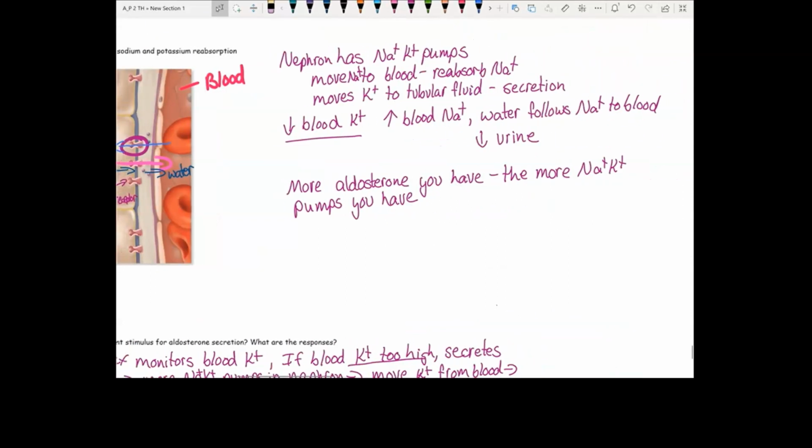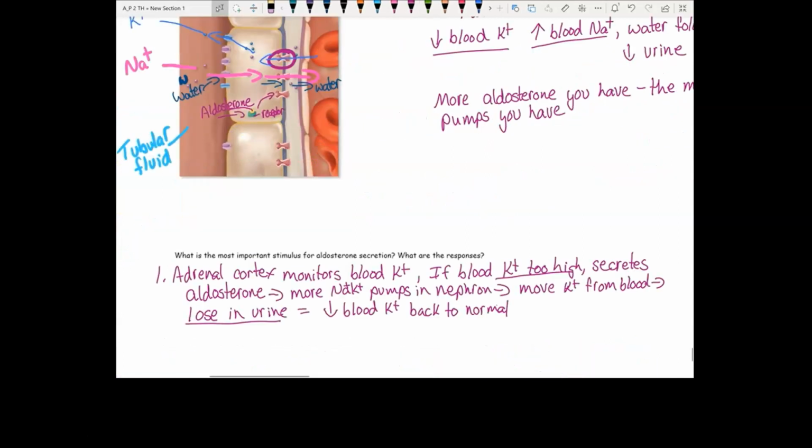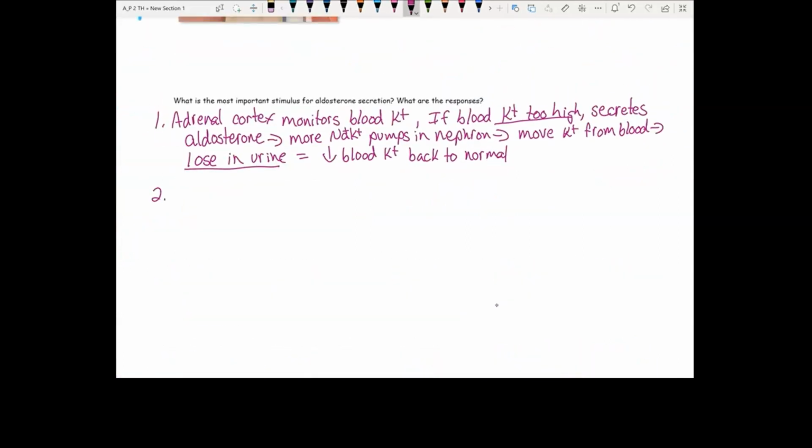Think about what the other one would be. Another effect of aldosterone is that you increase your blood sodium. So what would be the stimulus that would cause you to need it? So your adrenal cortex gland monitors your blood sodium. And if it is too low, you get more aldosterone.